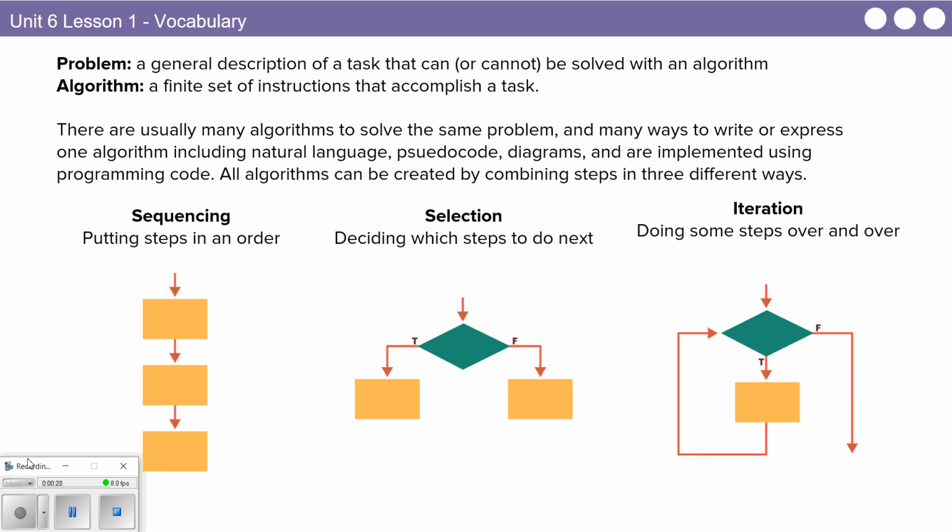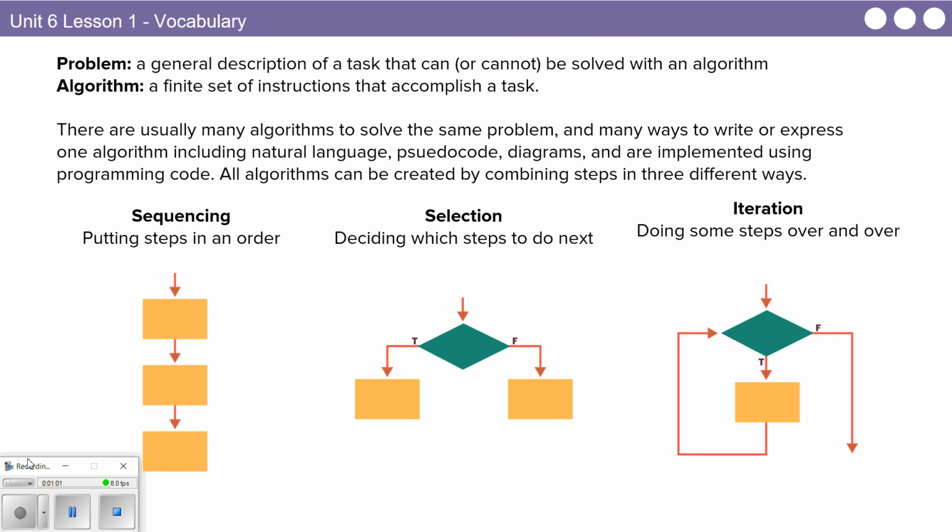So first off, some vocabulary. When we talk about having a problem, this is a task that can or cannot be solved with an algorithm. It's a problem we want to solve. Okay, maybe an algorithm will work, maybe it won't. When we say algorithm, it's a finite set of instructions that accomplish a task. Every time we have written code, it has been an algorithm because it's a finite set of instructions and it does something.